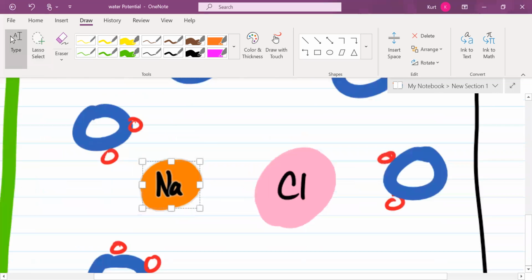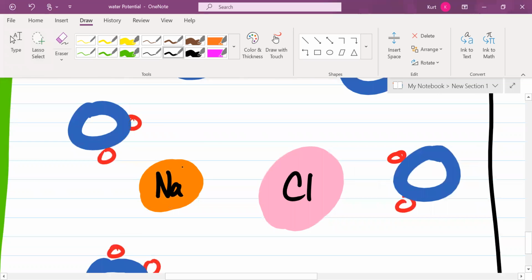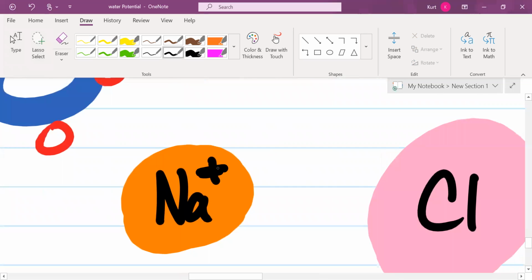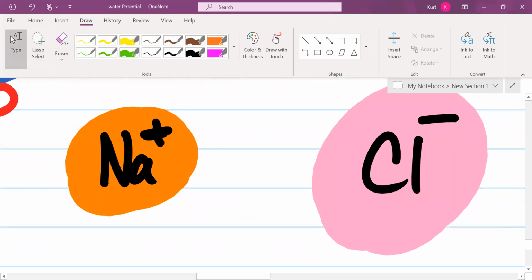So now we have sodium and chloride, but these are ions now. So the sodium ion is positively charged, and the chloride ion is negatively charged. Okay? Everybody follow me so far?